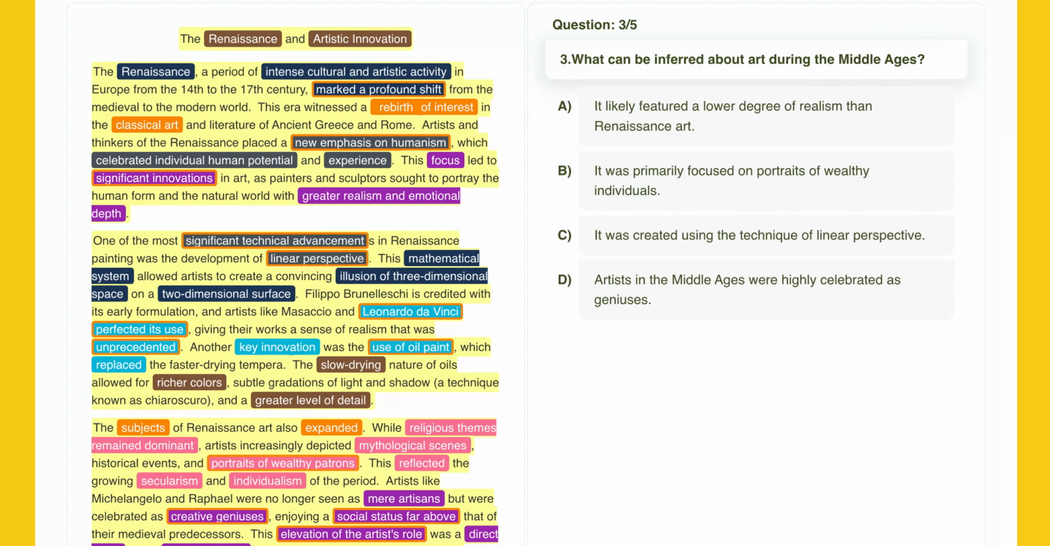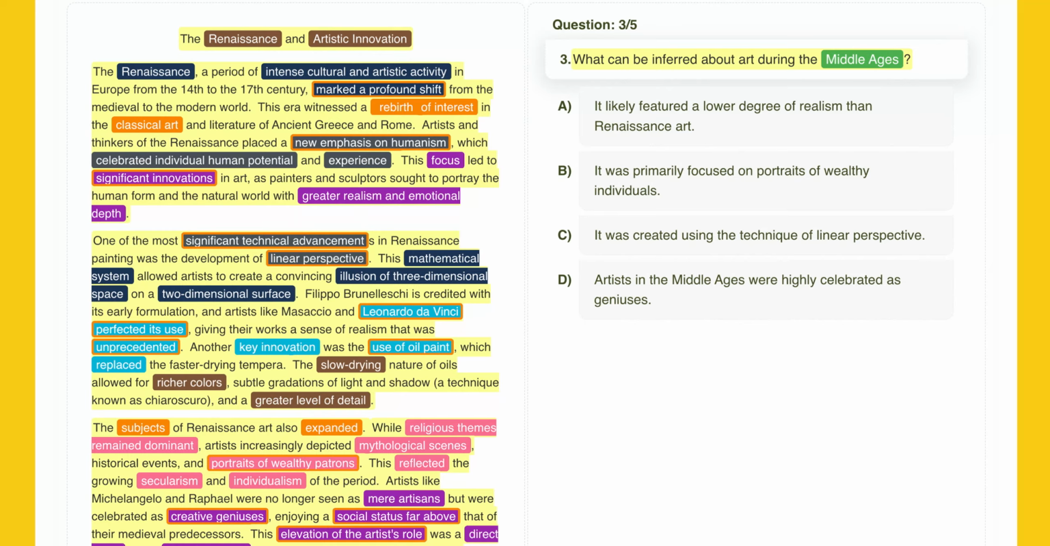Now for the third question. This is an inference question. We need to find an idea that is not stated directly, but is clearly suggested by the information in the passage. What can be inferred about art during the Middle Ages? The question asks us to look for an inference about the Middle Ages. To solve this, look for the comparison points.